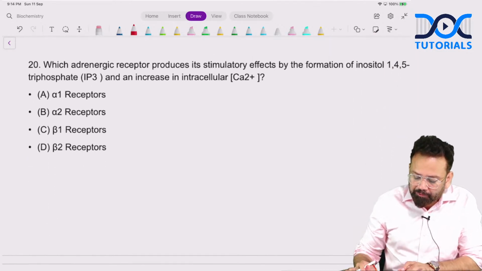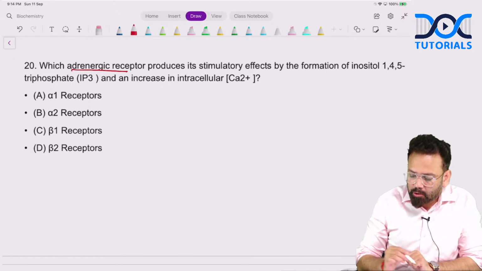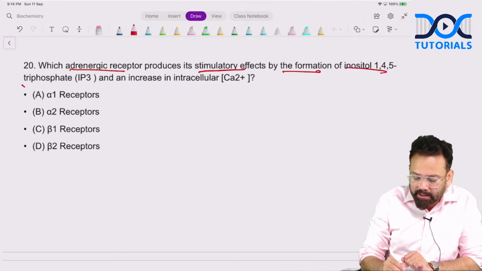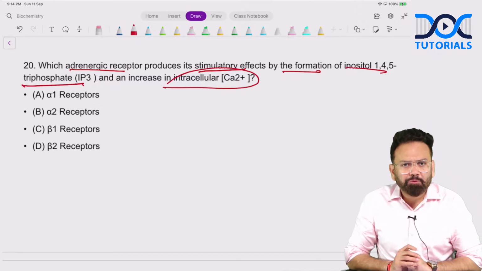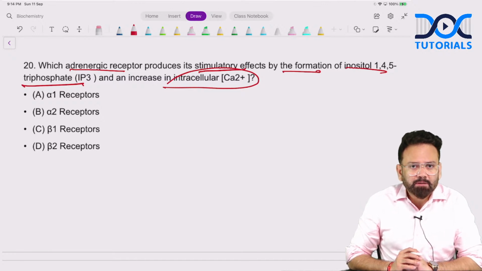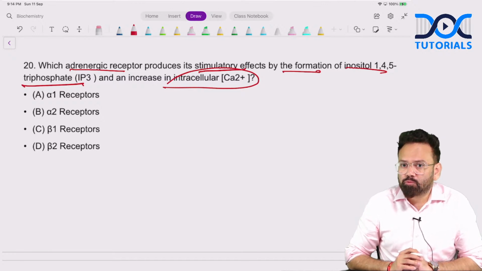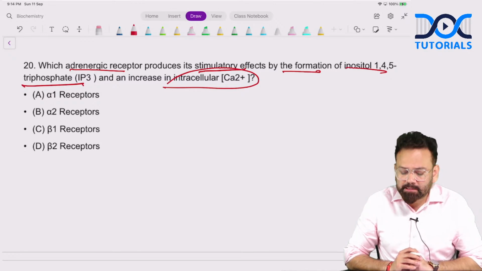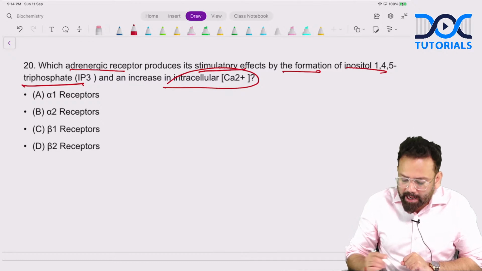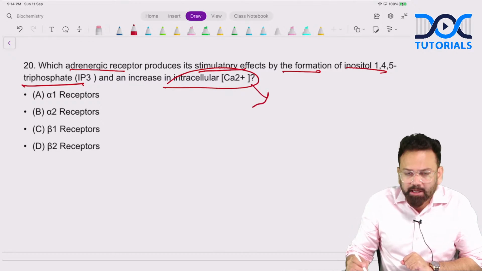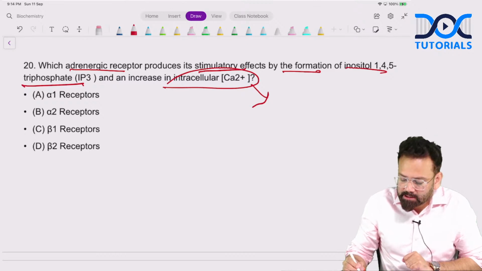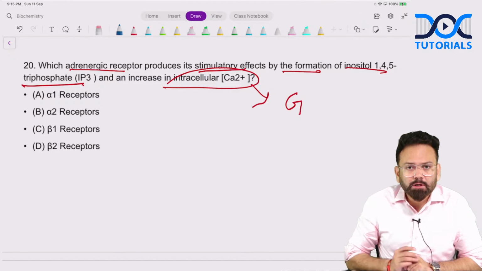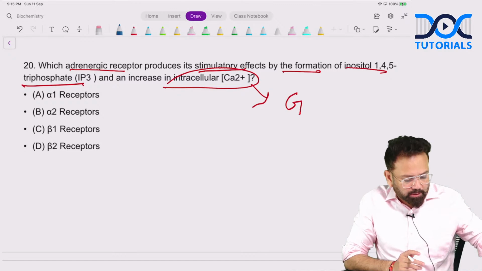Next question. Which adrenergic receptor produces its stimulatory effect by formation of IP3 and calcium? Which receptor is this? Is it Gs, is it Gi or is it Gq? Very, very important question. One or two questions are definitely coming in every exam regarding this topic. IP3 and DAG, calcium is the second messenger of what? Gs, Gi or Gq. I am talking about G protein coupled receptors.